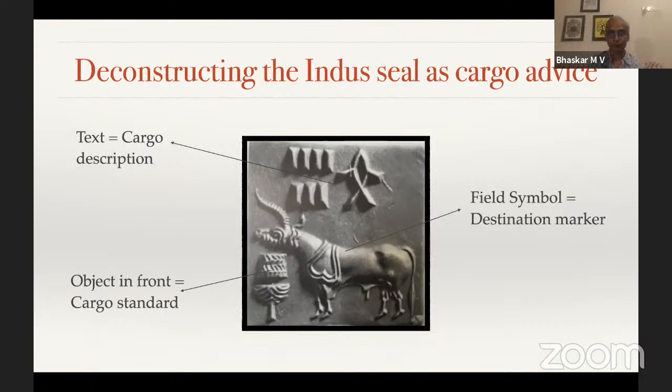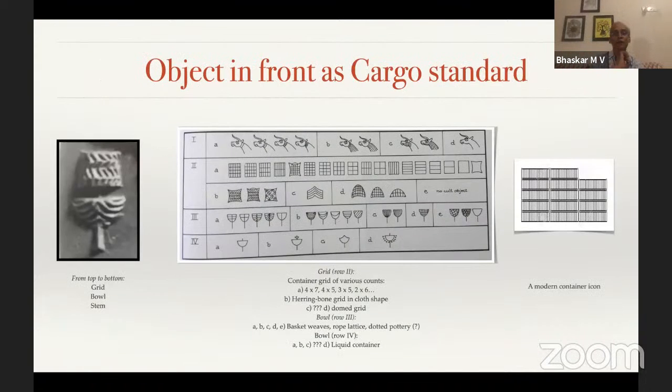Okay. I will now concentrate on the object, the so-called mystery object. On the left, I'm showing you the mystery object. The mystery object has three parts to it from top to bottom. It's got a grid work at the top. It's got a bowl shape at the bottom, and it's got a stem that the whole thing is standing on. These are the three parts.